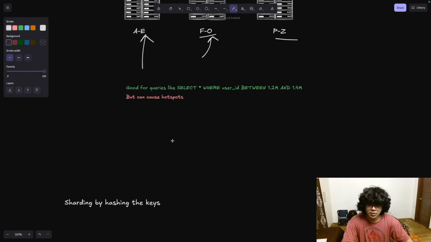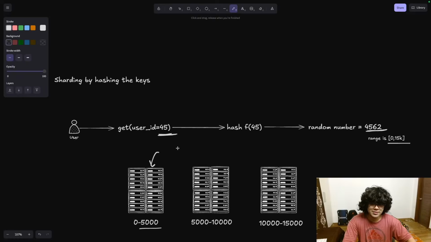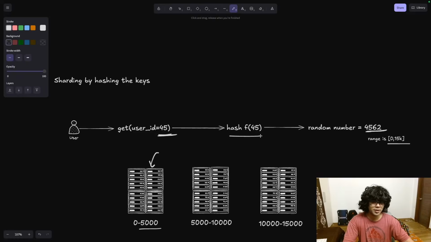Okay, now Aryan and Abhinav's hash is going to be completely different, right? I might get the hash as 4562. Abhinav might get the hash as 7734, right? Abhinav's data would get stored in this shard and my data would get stored in this shard. That really solves the problem pretty well in this case.